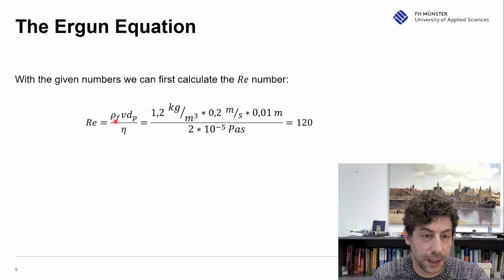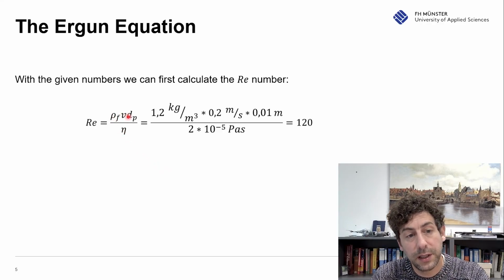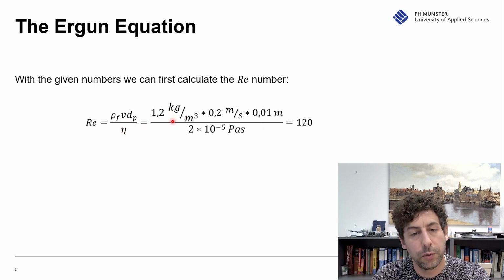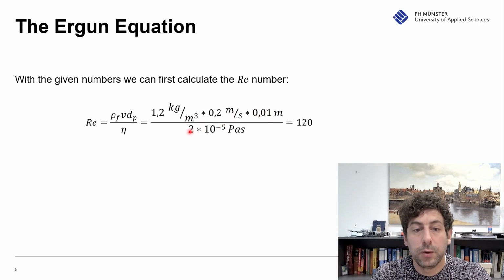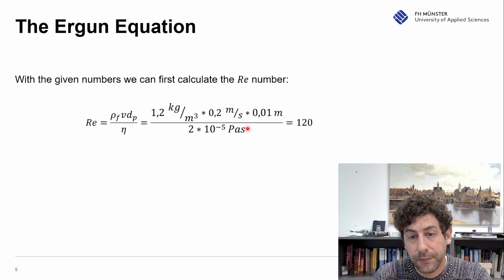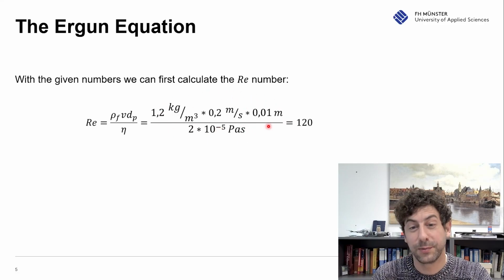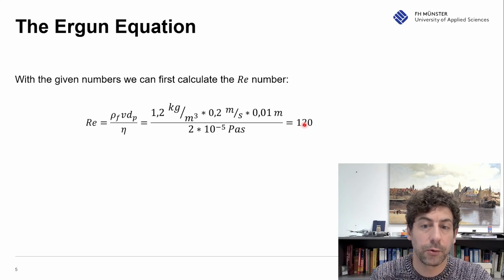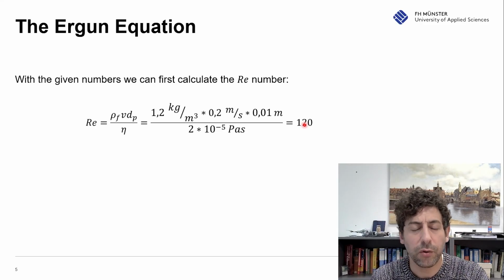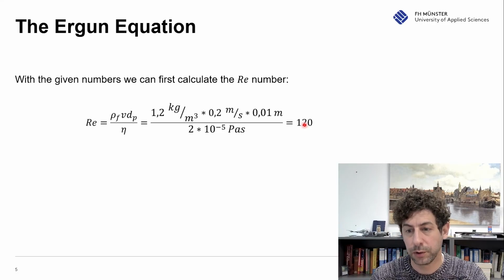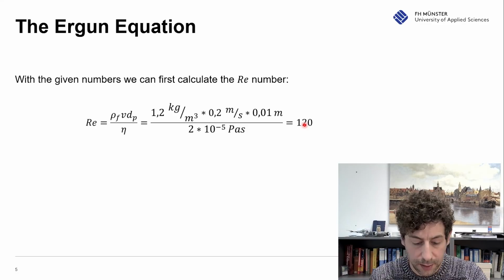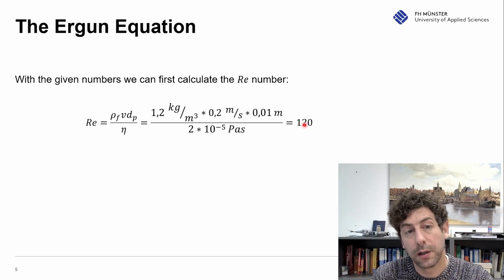So we need the density of the gas or the fluid, the velocity, the particle size, and the dynamic viscosity, and all these numbers are given. So 1.2 times 0.2 times 0.01 divided by 10 times 10 to the power minus 5. And if you consider all the units, we get a dimensionless number, so no units, and we get a Reynolds number of 120. So it's not laminar flow. This is why we have to use the Ergun equation, because the Ergun equation also works if we have a pressure difference in the bed, right? So this is not pure laminar flow.